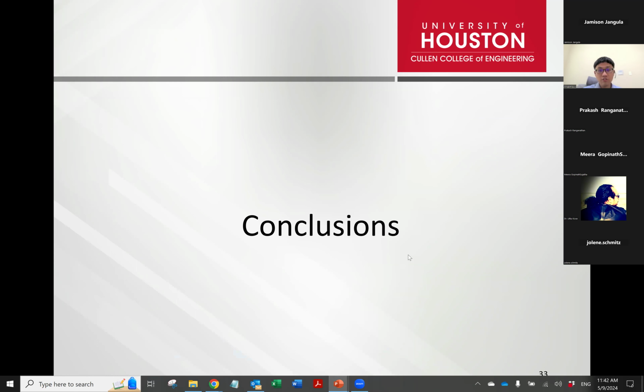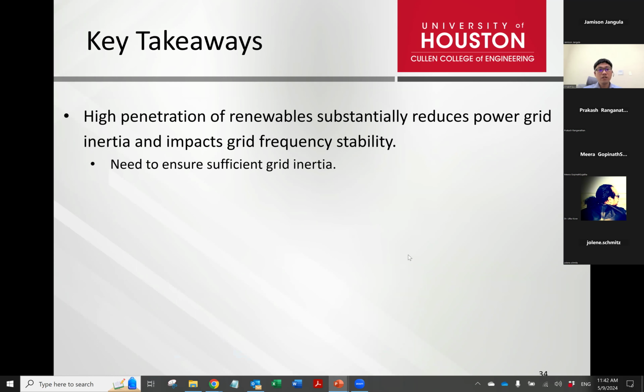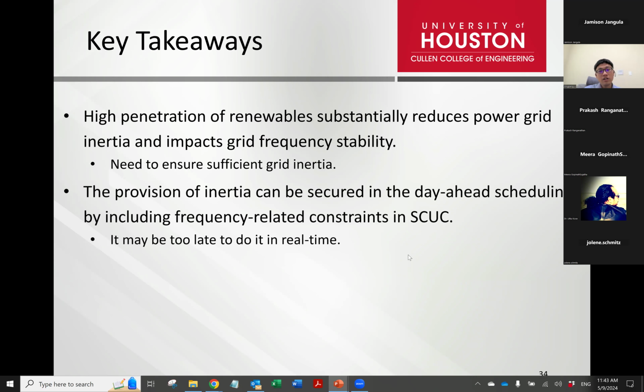Okay, that jump to draw the conclusion. First one, high penetration of renewable energy has substantially reduced the power system inertia and negatively affected power system frequency stability. So this change in power grids highlights the need of securing sufficient power system inertia. Also for this presentation, we try to secure enough grid inertia in the day ahead energy scheduling.